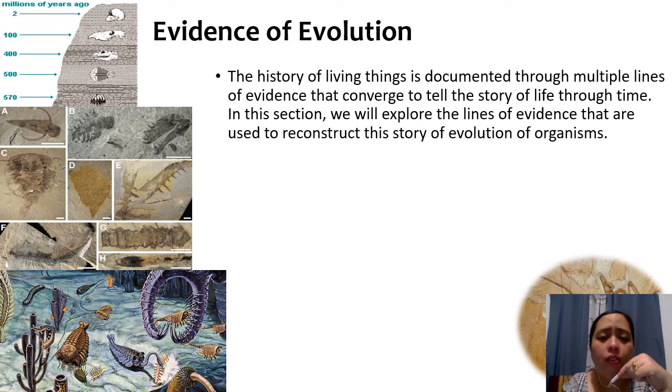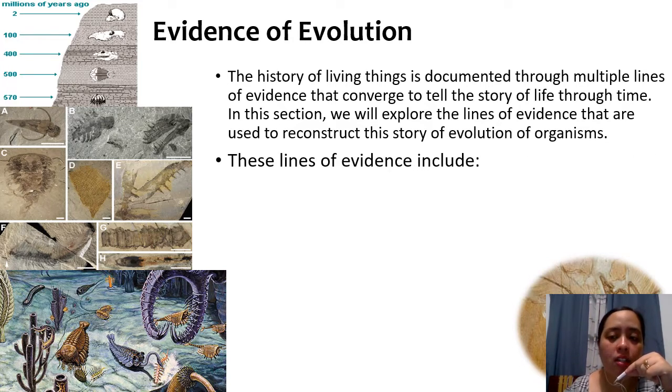Accordingly, the history of living things is documented through multiple lines of evidence that converge to tell the story of life through time. This convergence of several evidences might be proof of the life that our ancestors have and might be proof of organisms modifying themselves to suit certain environments. So, in this section, we'll be exploring the lines of evidence that are used to reconstruct the story of evolution of organisms.